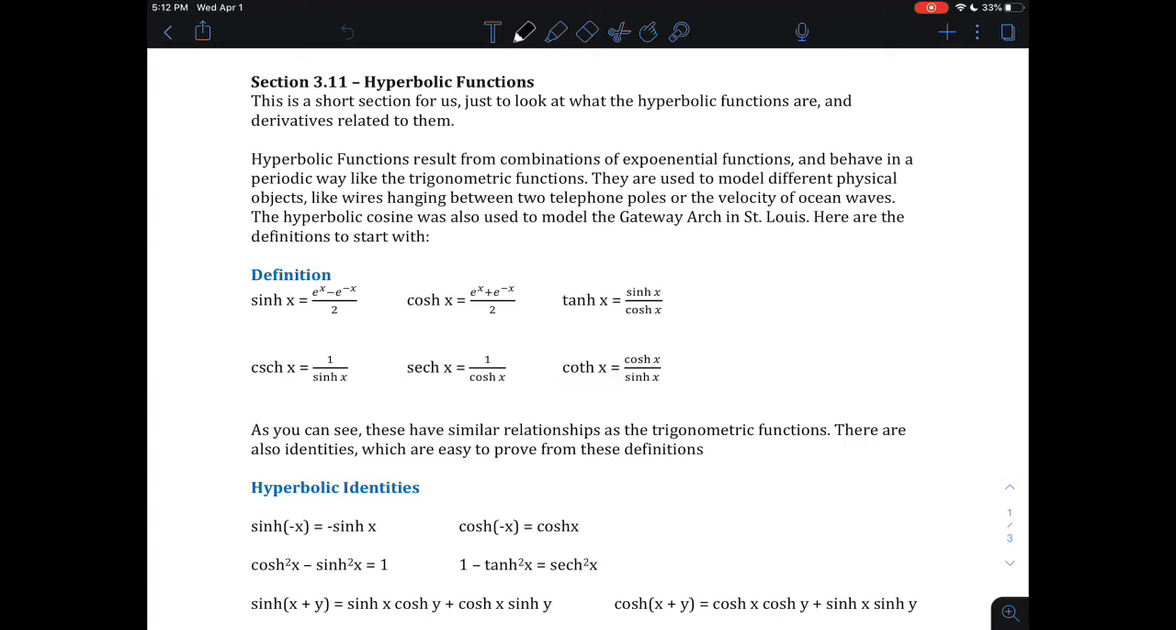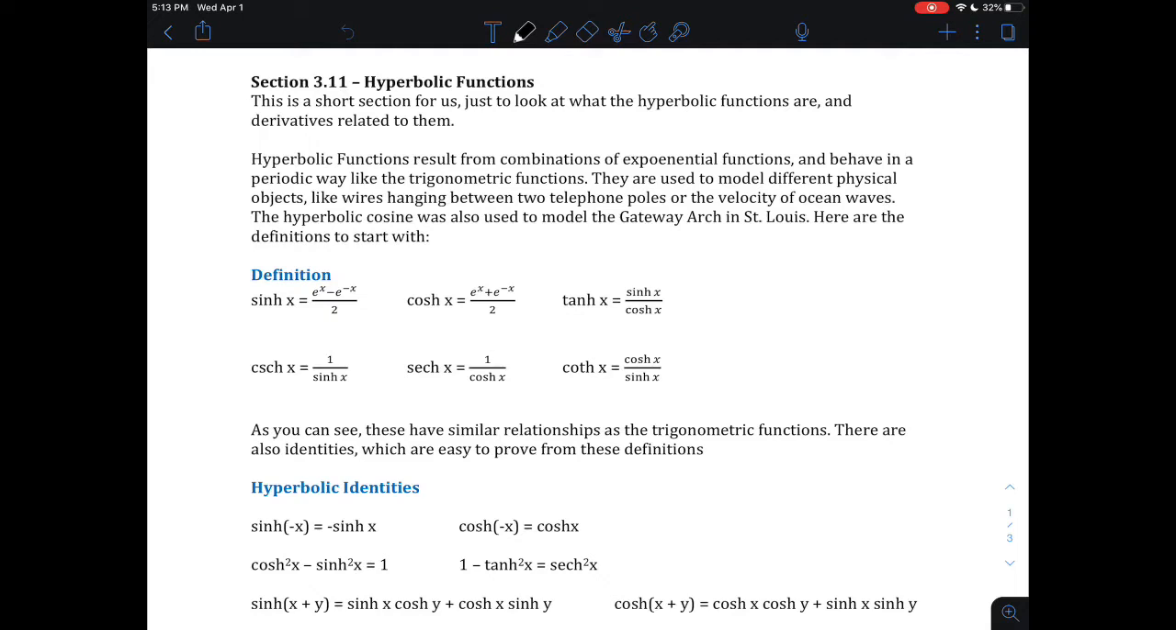We end chapter 3 with one more section dealing with some functions that we haven't seen before, and then also what their derivatives are. So this is going to be a short section for us, and just to let you know at the beginning of this, you are not going to be required to memorize these functions or their derivatives for this class. It's rare that you're going to see these used in the calculus sequence, but it does just put an end to the whole chapter 3 of all of the functions that we can consider and their derivatives.